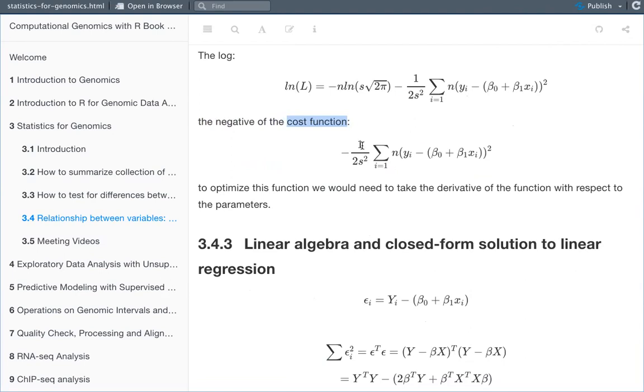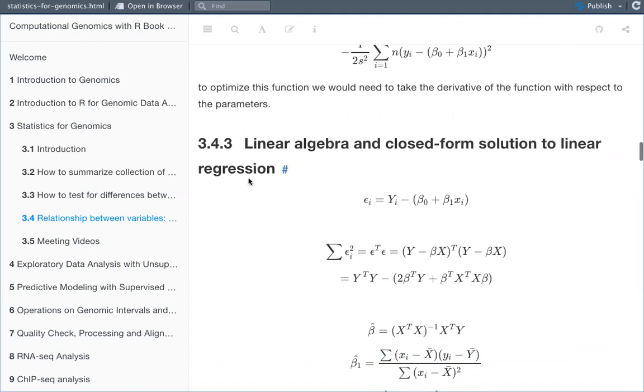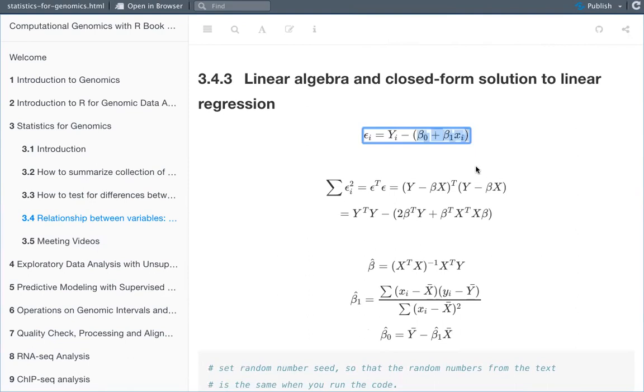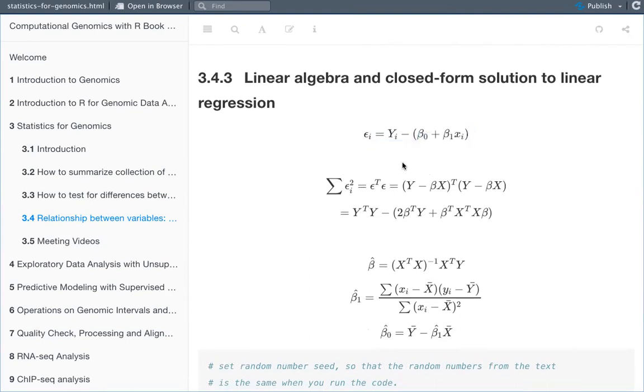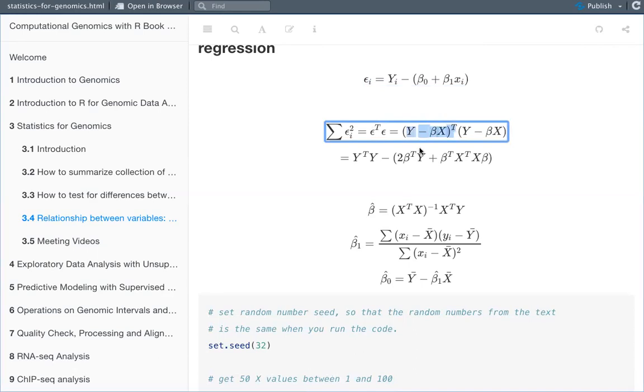Got it. So to optimize this function, we need to take the derivative of the function with respect to beta. Let's go forward and see that our error can be obtained from the observed values and what we have estimated, or vice versa. If you have a certain number of predictors, you again have a matrix multiplication to find the result. This is what's happening inside R when you apply the formula.